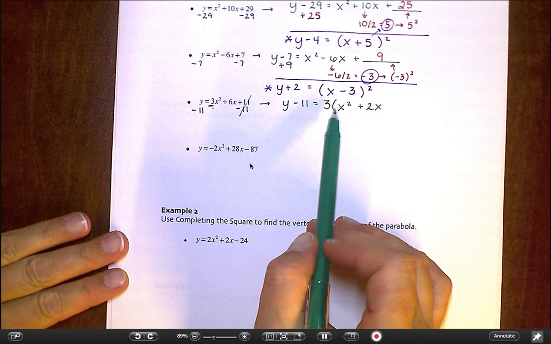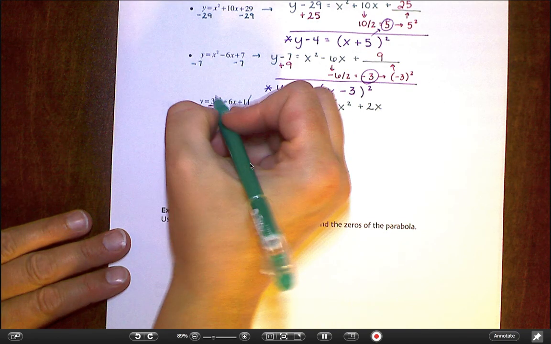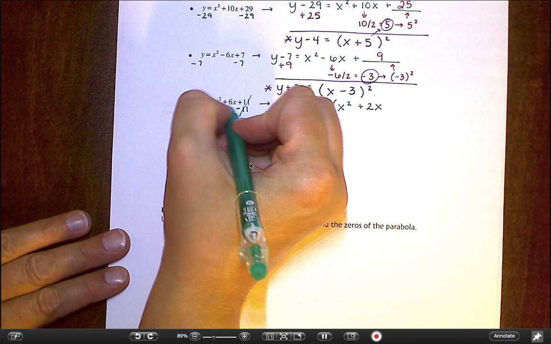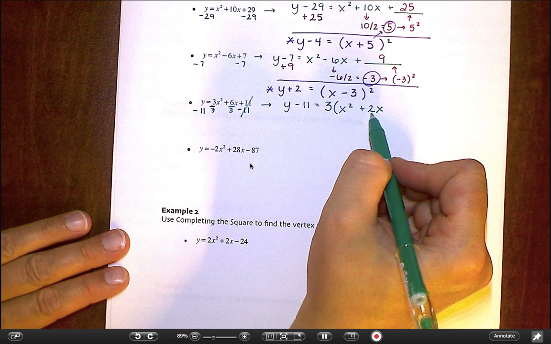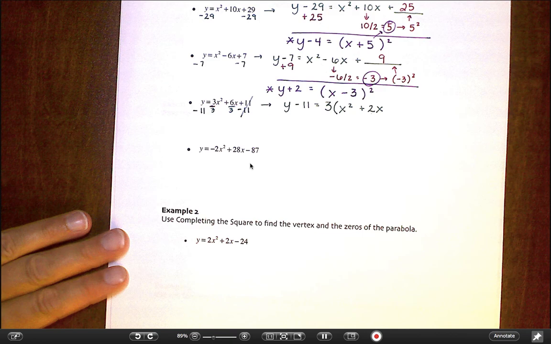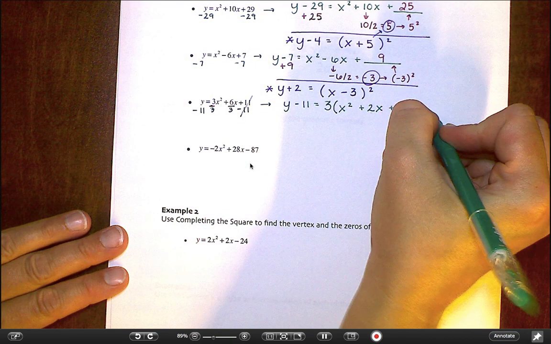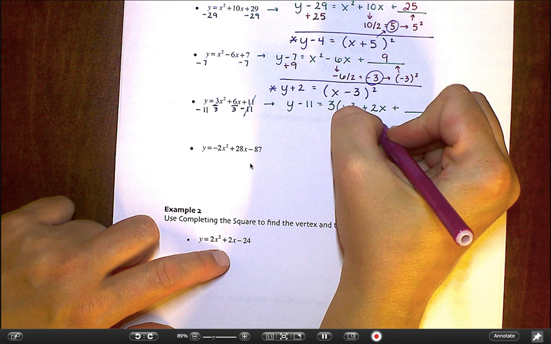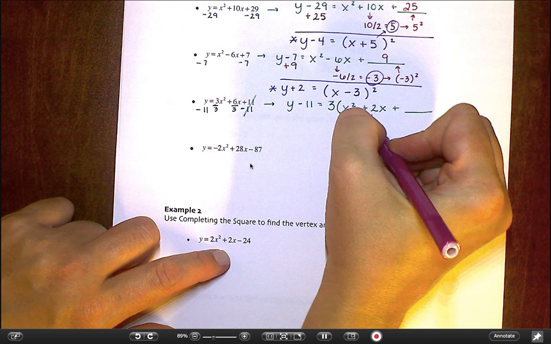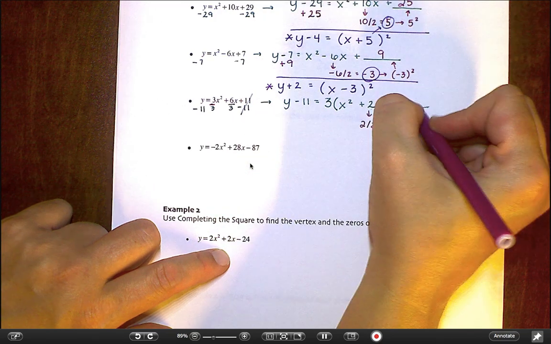So this is called factoring out the 3. It's like the reverse distributive property. I divided both of these numbers by 3 and put the 3 out here. If I distributed the 3 back in here, it would give me back 3x squared plus 6x. This is where I'm going to complete the square, where I'm going to come up with what magic number goes here. Same as before, let's take this 2 and divide by 2, which gives me 1. I'm going to take that 1 and square it and put it right here.